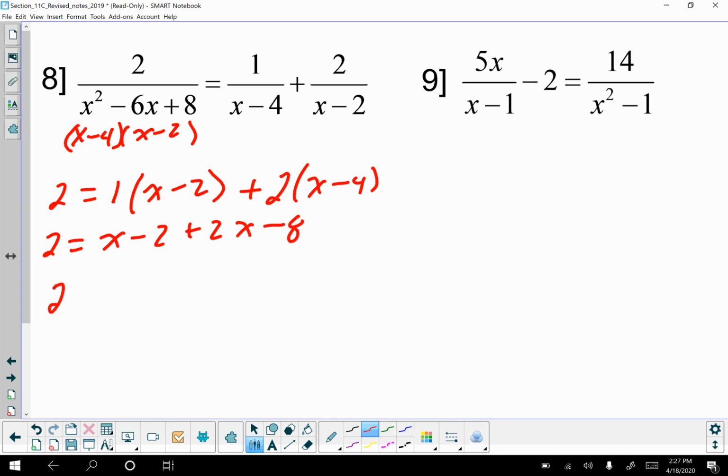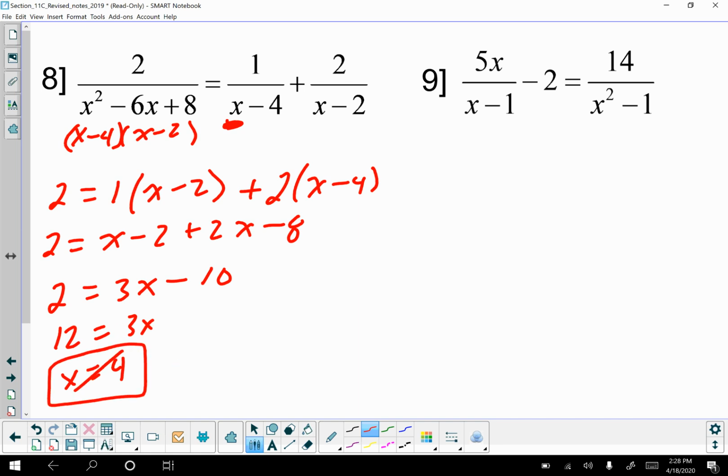Combine like terms. So add 10, so that's going to give me a 12 over there. Equals 3x, so x is equal to 4. If I plug that right in there, I get undefined, because it's divided by 0, so I have no solution. That's called an extraneous solution.